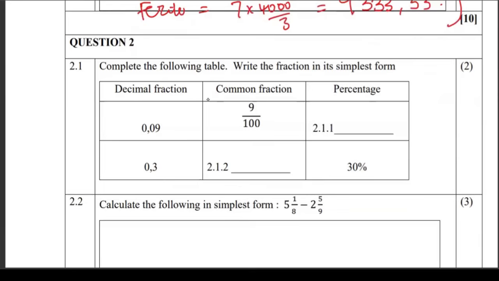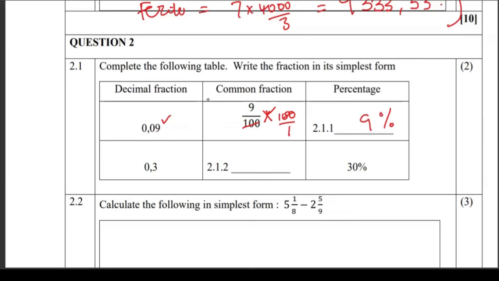Complete the following table. Write the fraction in its simplest form. So the decimal is this, the common fraction is that, and then what is the percentage? For the percentage, multiply this by 100. So this 100 cancels this 100, and we have 9%.